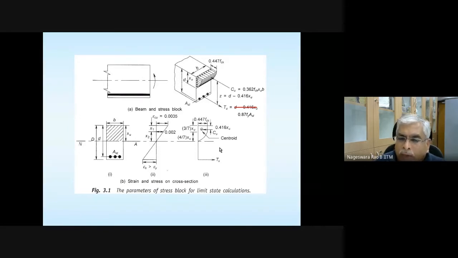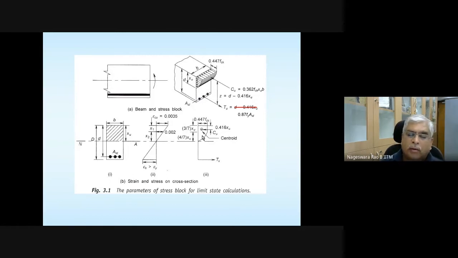So before we go further, let's understand with this figure here. This combination of parabolic portion as well as rectangular portion, we are going to split into parabolic portion and rectangular portion separately, and we are going to find the total compressive force because of this parabolic region.